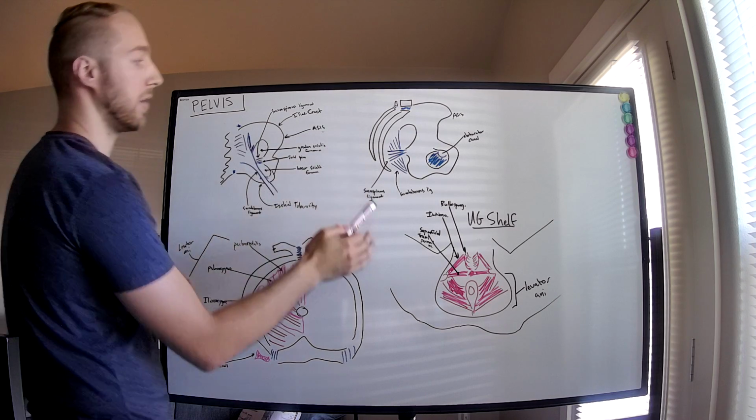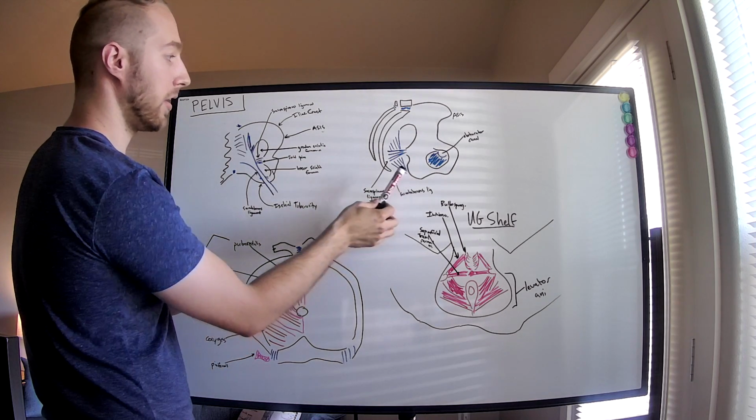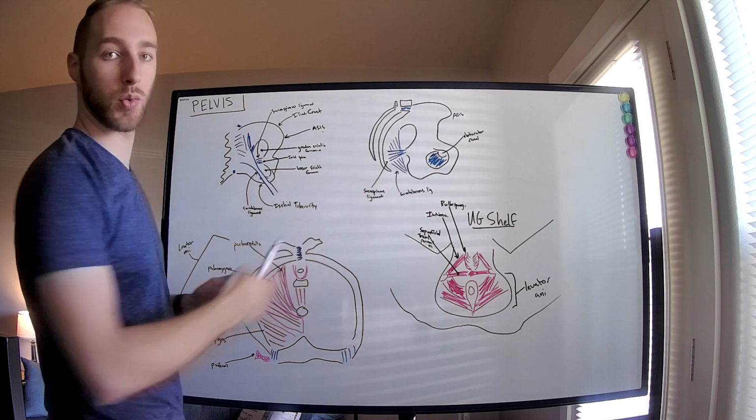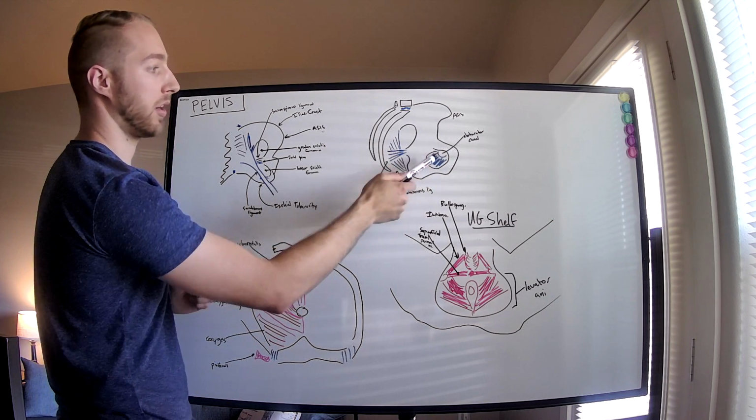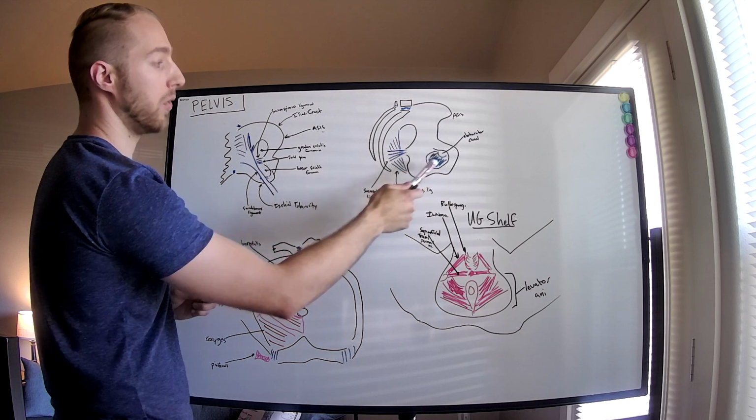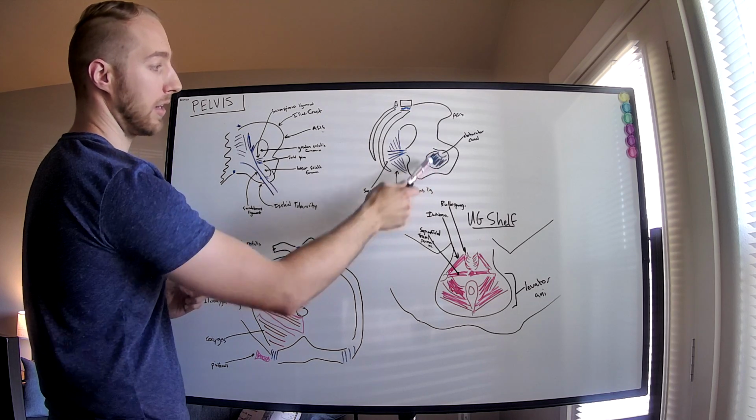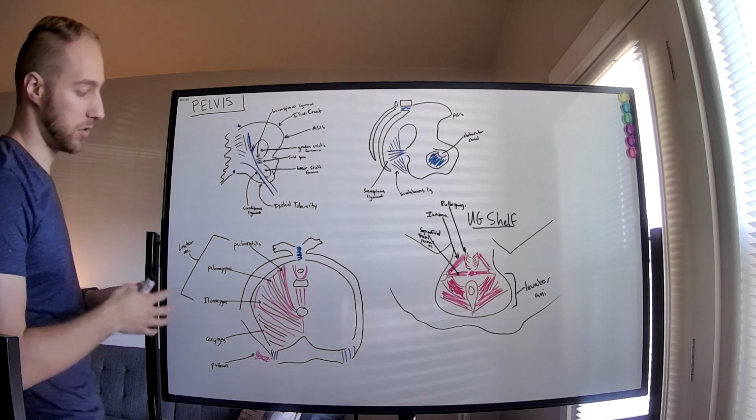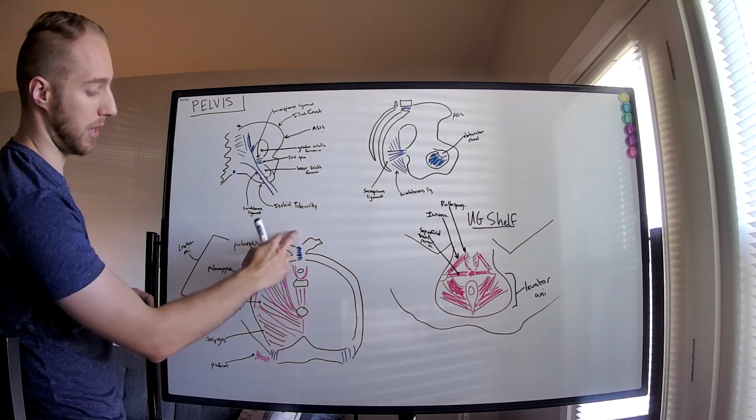Here's a side view that might elucidate it a little bit better. We have the sacrotuberous ligament and the sacrospinous ligament. As well, we have a good view of the obturator canal within the obturator foramen and that ligament right there.